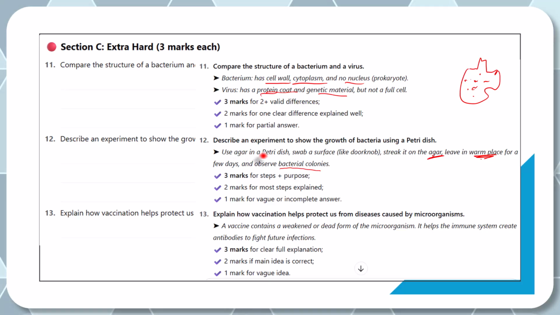So use agar in a petri dish, the one I showed in the previous lesson, and swab a surface like a doorknob where you'll get bacteria.